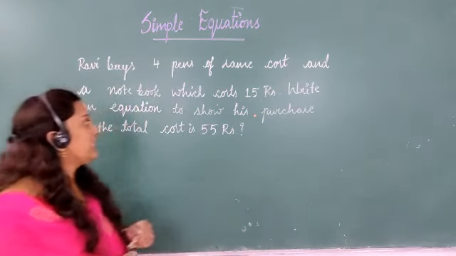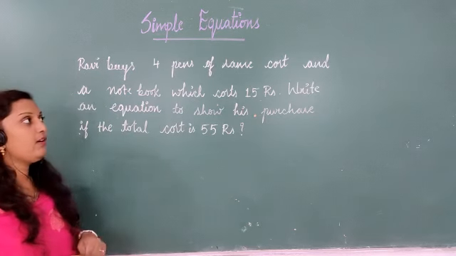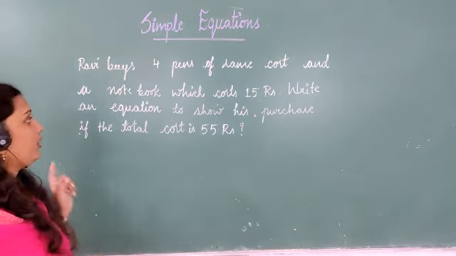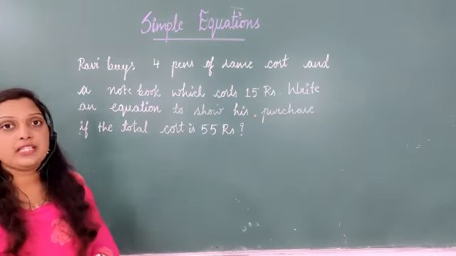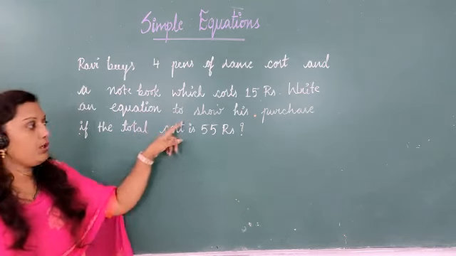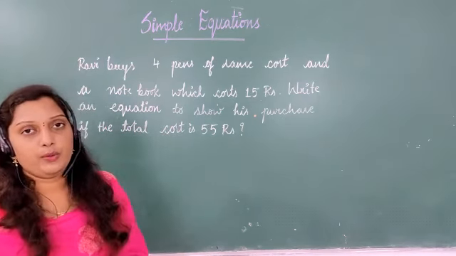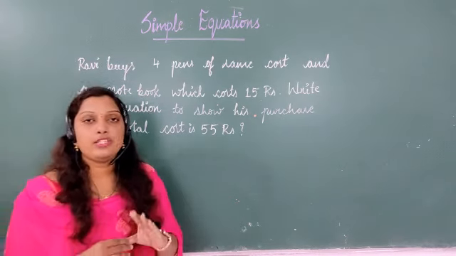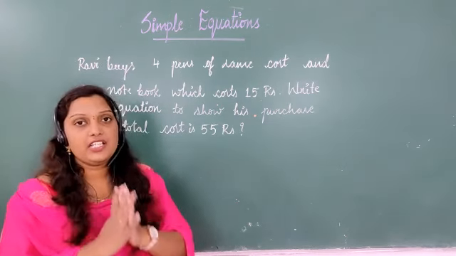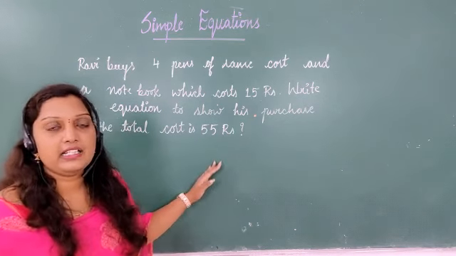Here is an example: Ravi buys 4 pens of the same cost and a notebook which costs rupees 15. Write an equation to show his purchase if the total cost is 55 rupees. In order to set up an equation, the first thing you have to do is read the question and understand the question.